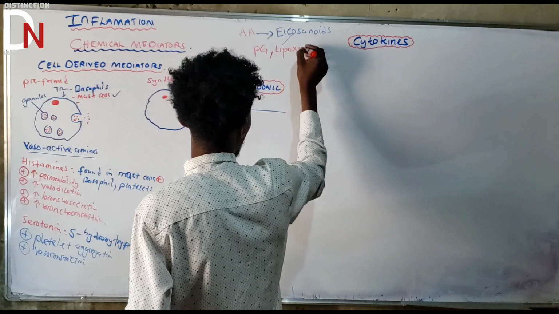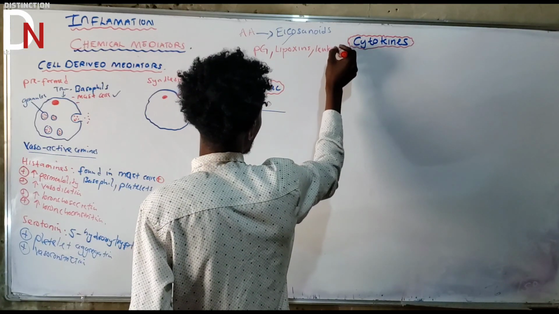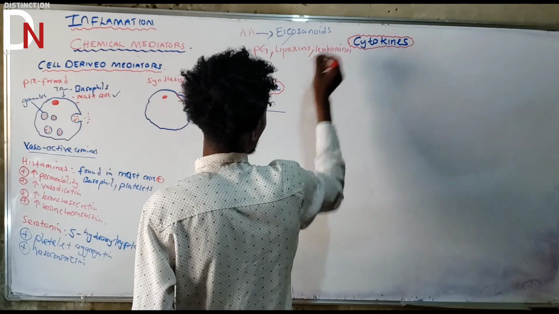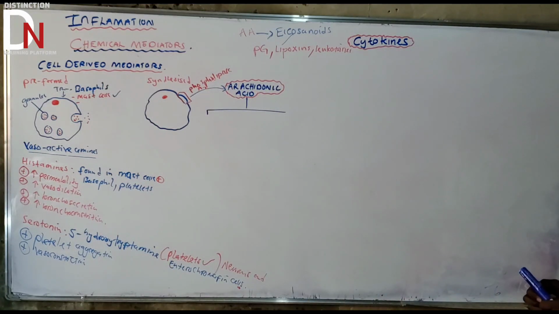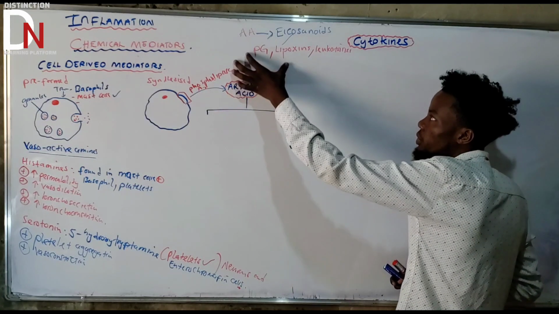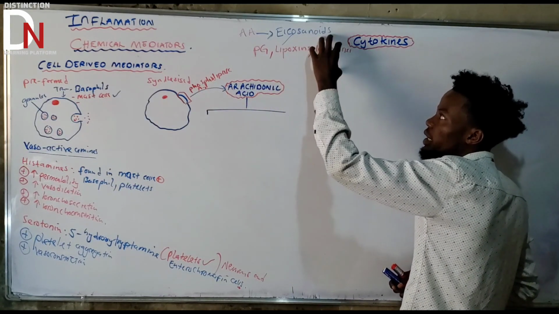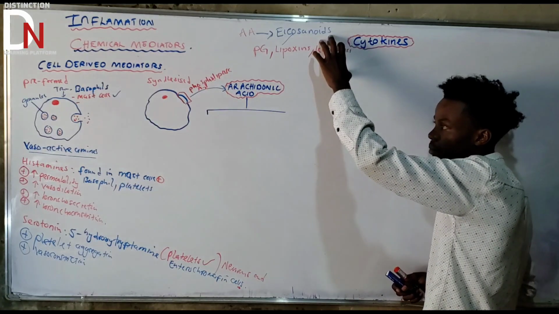Lipoxins. We'll also talk about leukotrienes. You've seen that? These are the very, very important eicosanoids that come out as metabolites of arachidonic acid: prostaglandins, lipoxins, and leukotrienes. These are very, very important. You need to understand them.